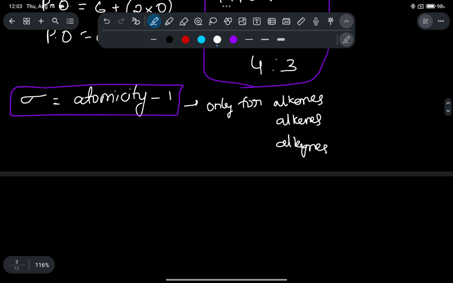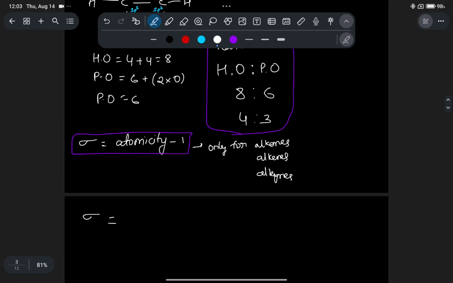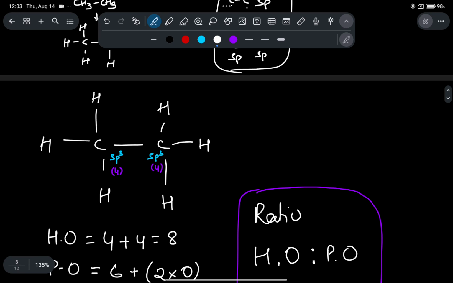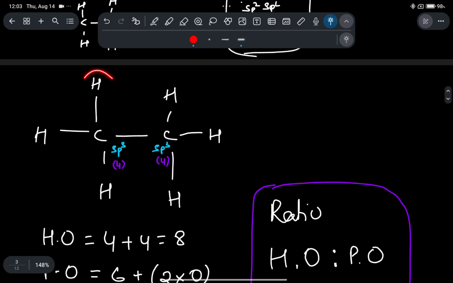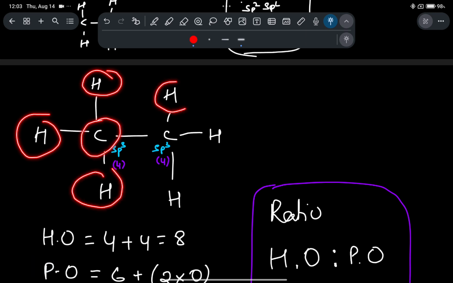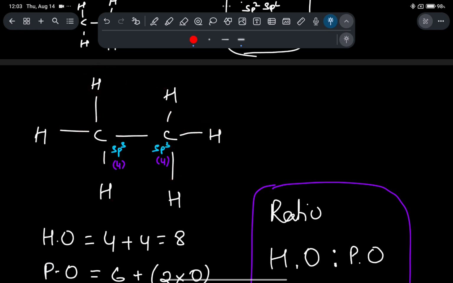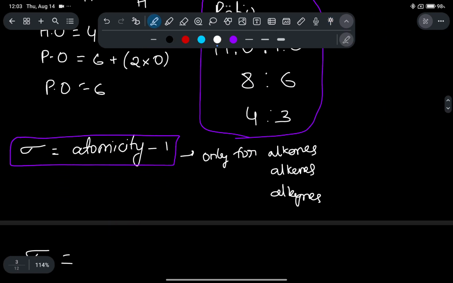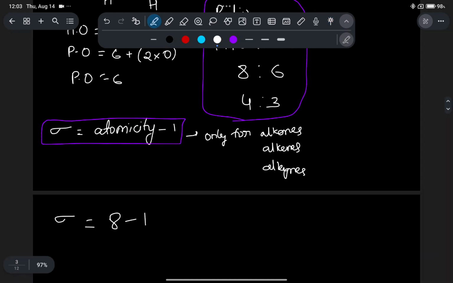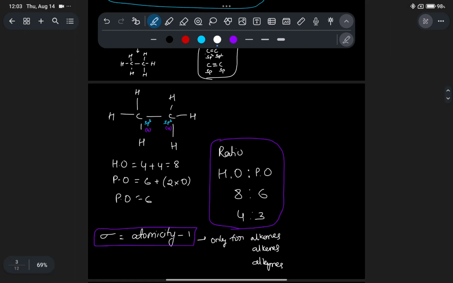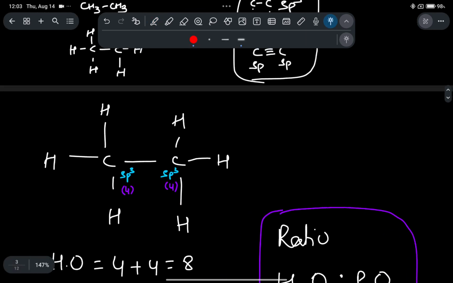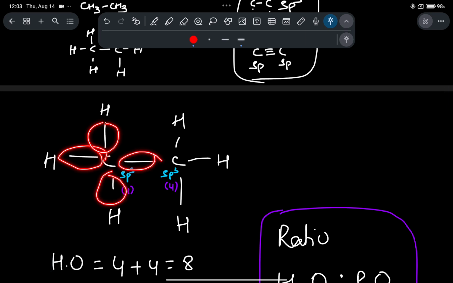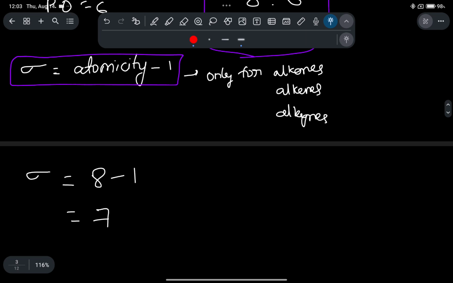Okay. So for this I'm writing the sigma bonds. This is atomicity. We have done 1, 2, 3, 4, 5, 6, 7, 8. Total number of atoms is equal to atomicity. So atomicity is 8, minus 1 is 7. So 7 sigma bonds. If you calculate it, you will get 1, 2, 3, 4, 5, 6, 7. So we got 7, and with the formula also you get 7.